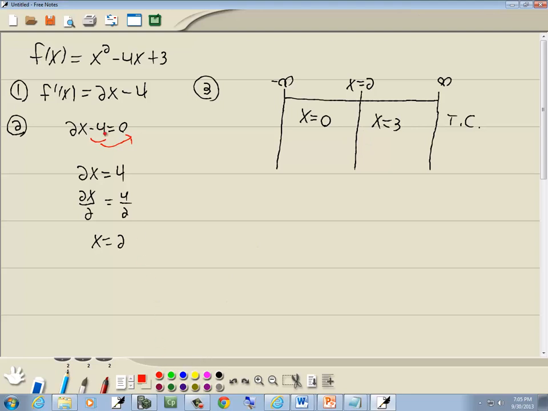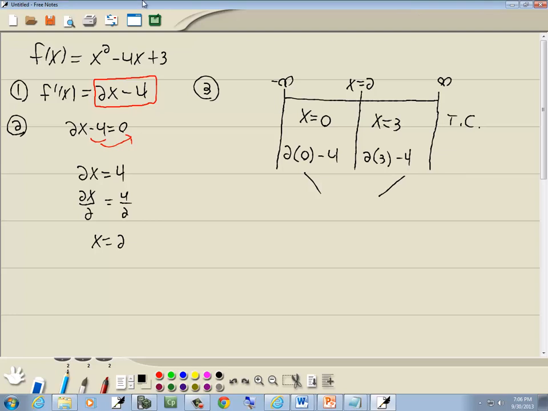Now we want to plug those into our derivative and see what our sign is. Well, here's our derivative, 2x minus 4. And if I plug those in, I get 2 times 0 minus 4 and 2 times 3 minus 4. 2 times 0 is 0, minus 4 is negative, which means this is decreasing. 2 times 3 is 6, minus 4 is 2, which is positive, so it's increasing.